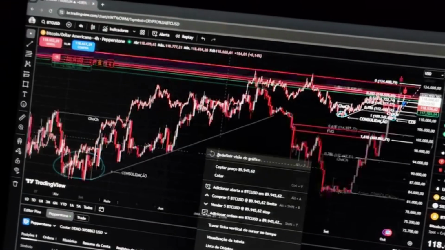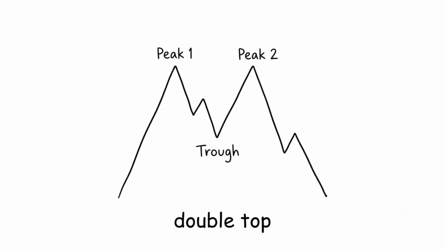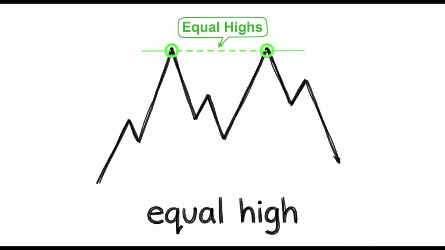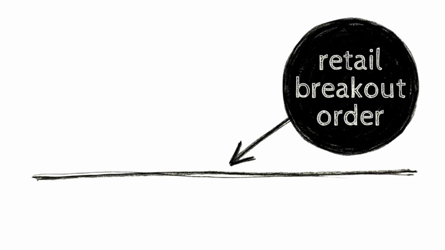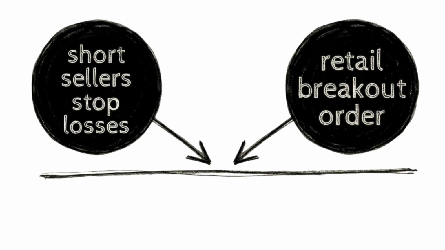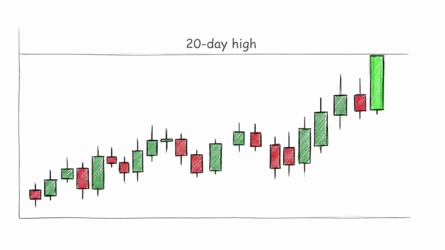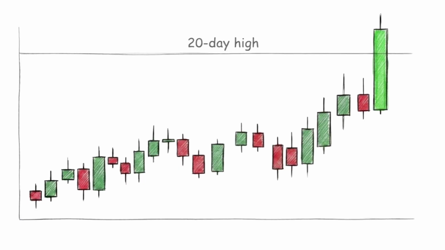This is exactly how retail structure is engineered today. When you see clean double tops, relative equal highs, or session highs, you are not looking at a brick wall. You're looking at a target where thousands of retail breakout orders and short seller stop losses are tightly packed together, waiting to be harvested.